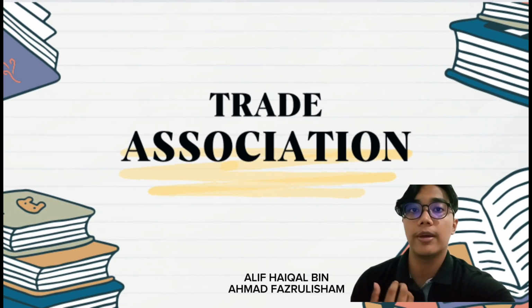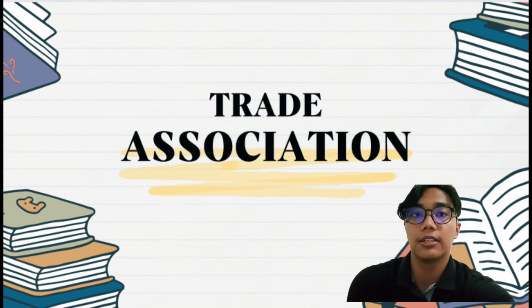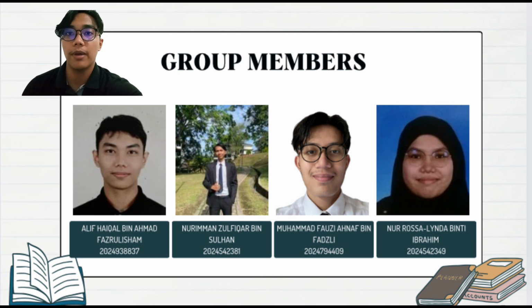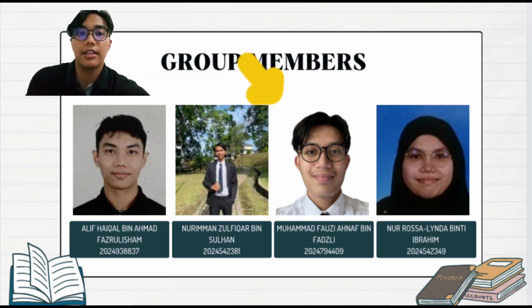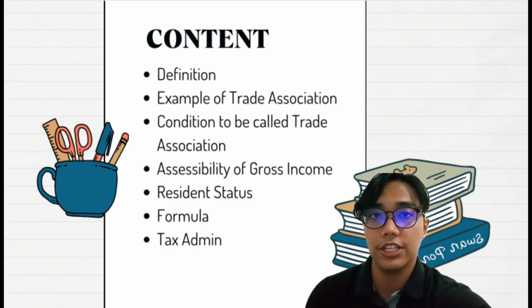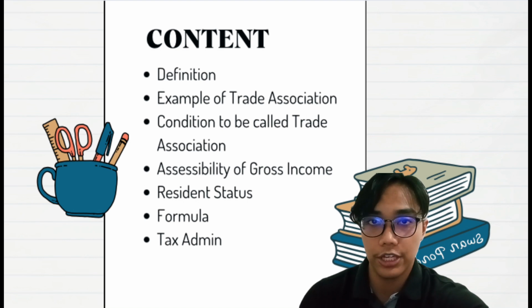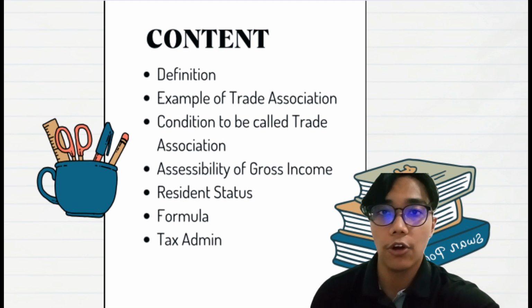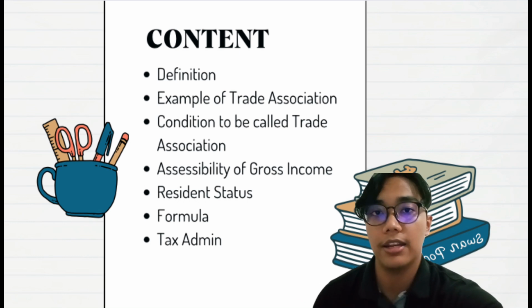Assalamualaikum. Today my group and I will be presenting the topic of trade association. My group consists of 4 members: me, Alif Haikal, Nur Iman Zulfikar, Rosalinda and Muhammad Fauzi. And the contents will be the definition of trade association, examples of them, conditions to be called trade association, accessibility of gross income, the resident status, the formula, and the tax admin.